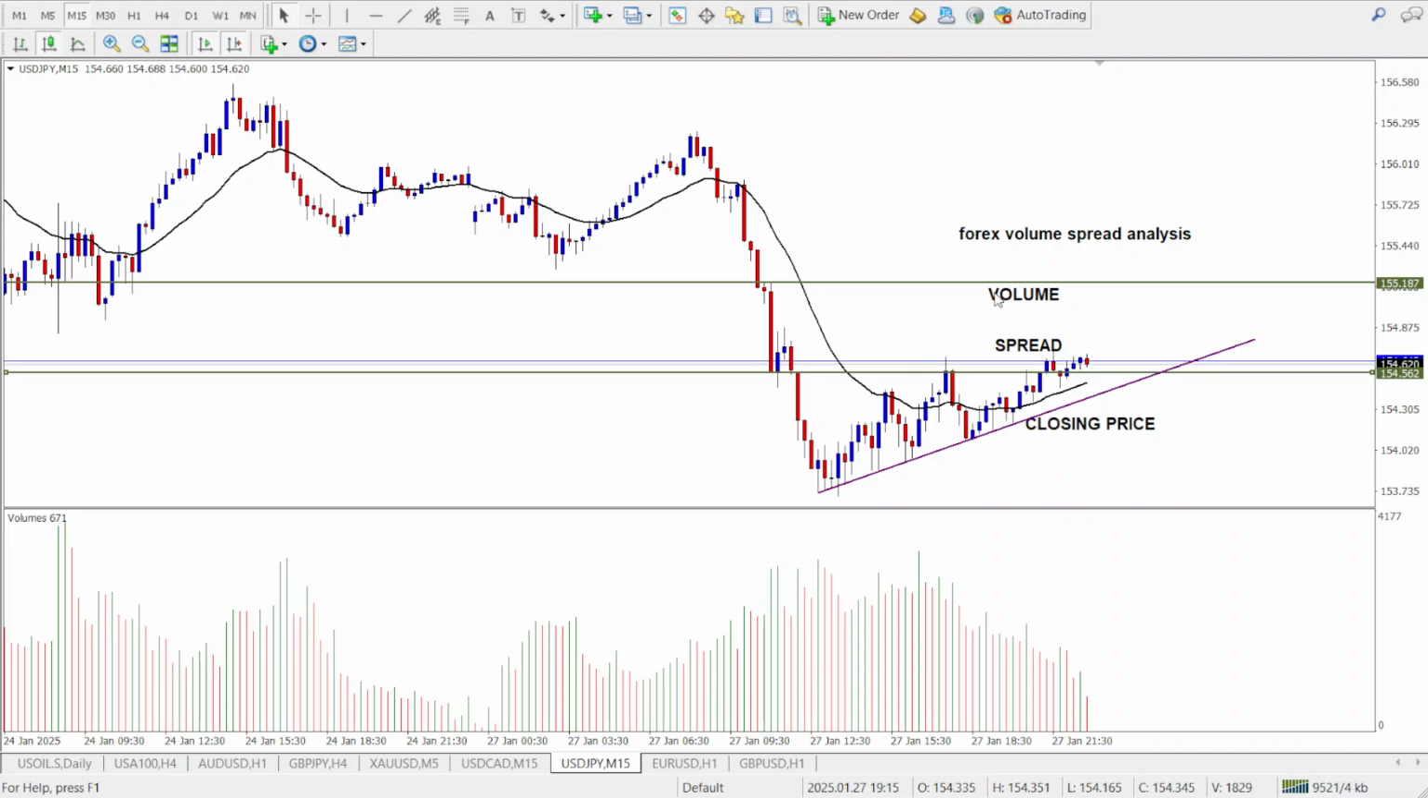That is how you can use Forex volume spread analysis to decode market movements and make more informed trading decisions. VSA is an incredible tool for spotting trends, identifying institutional activity, and avoiding manipulation traps.